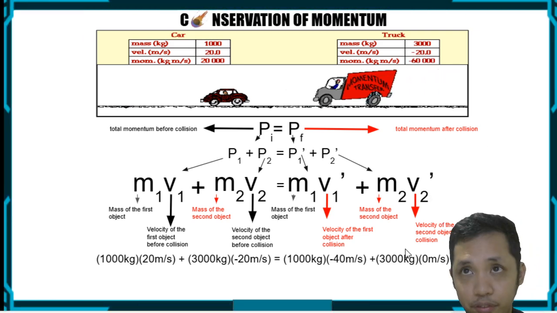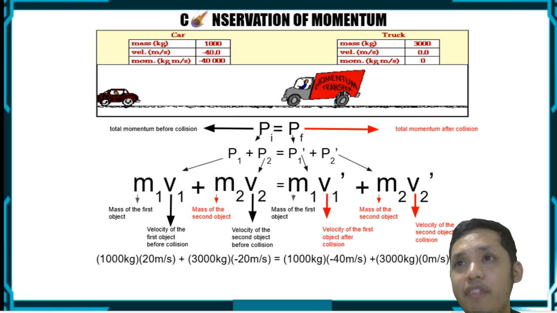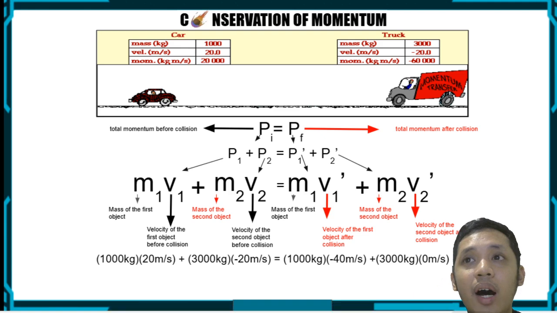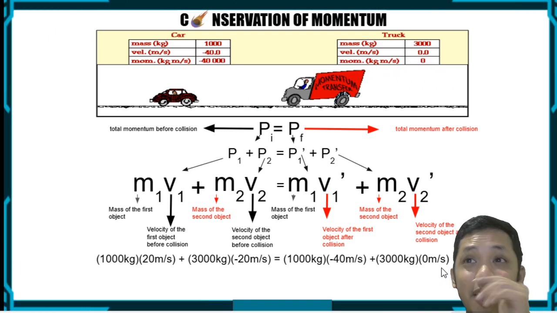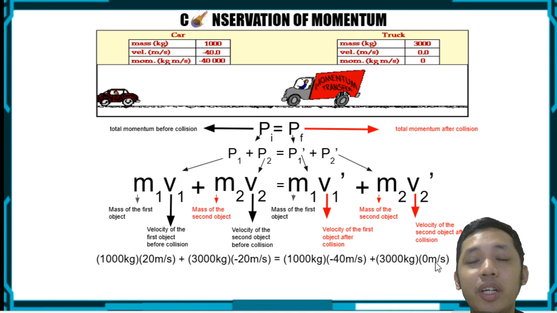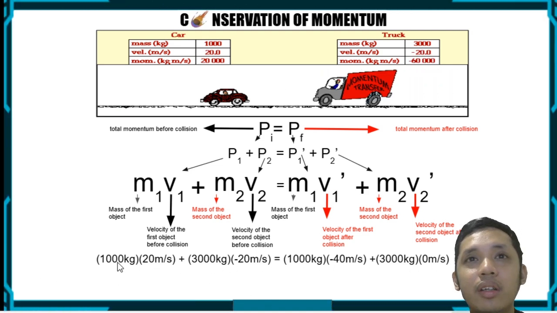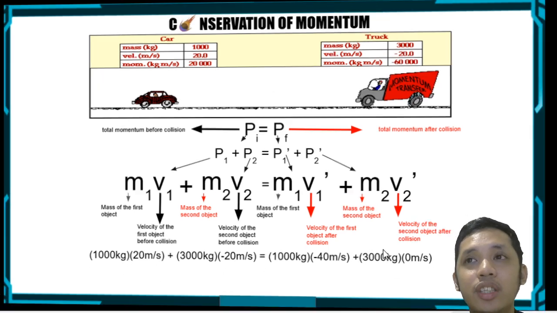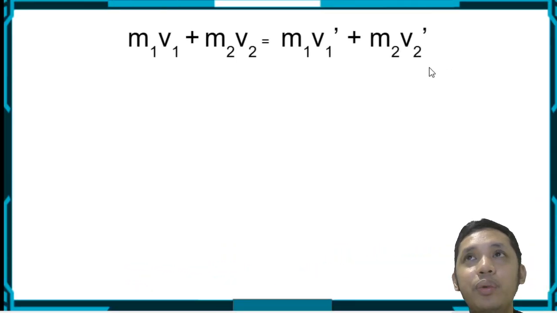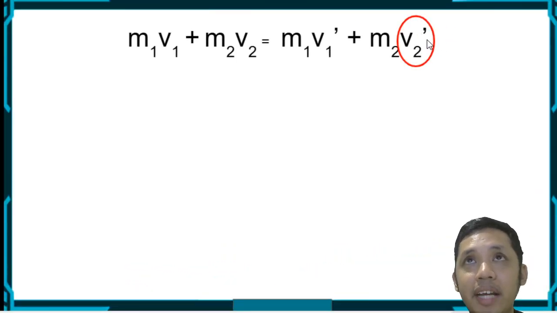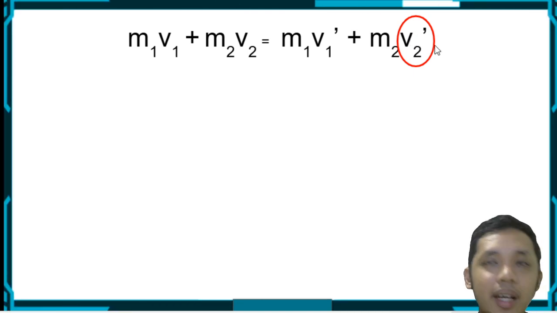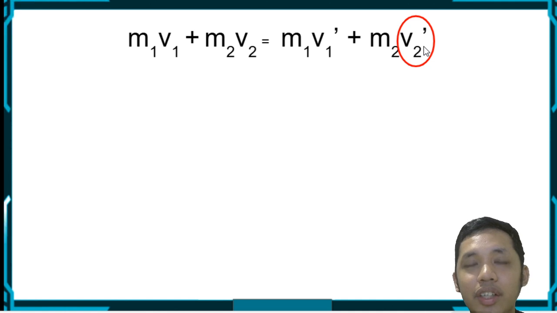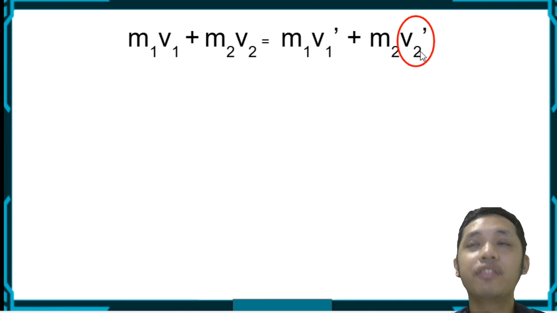But for the next video, what if we do not know one variable? Because not all the time we know the values of the variables. They are not provided. So for example, what if we do not know the velocity of the second car or second object after the collision? So we have to derive a formula. And that will be the focus of the second video. See you.